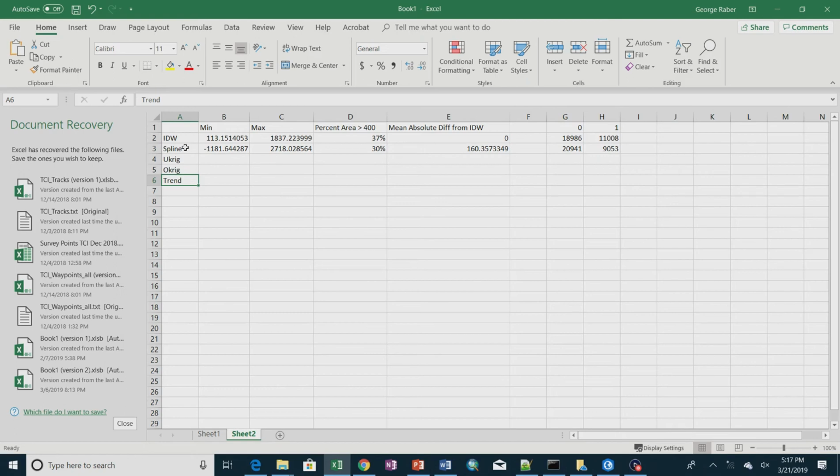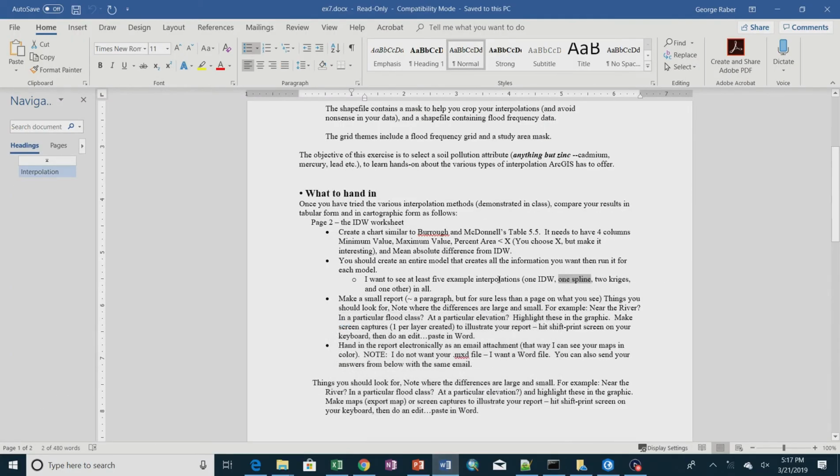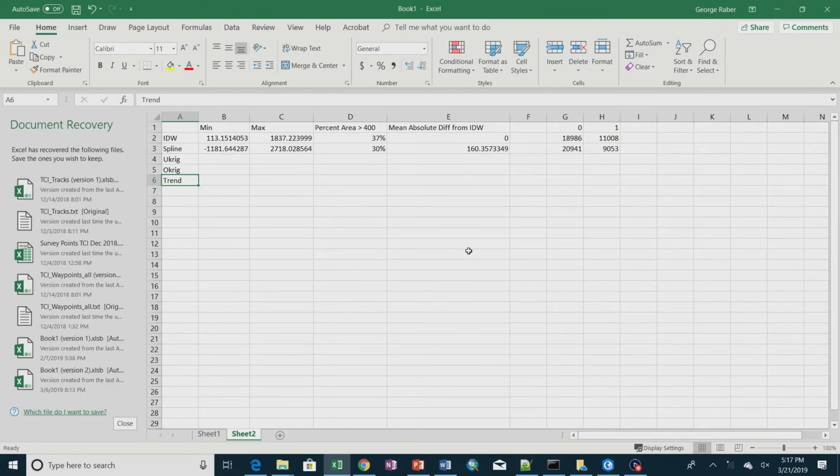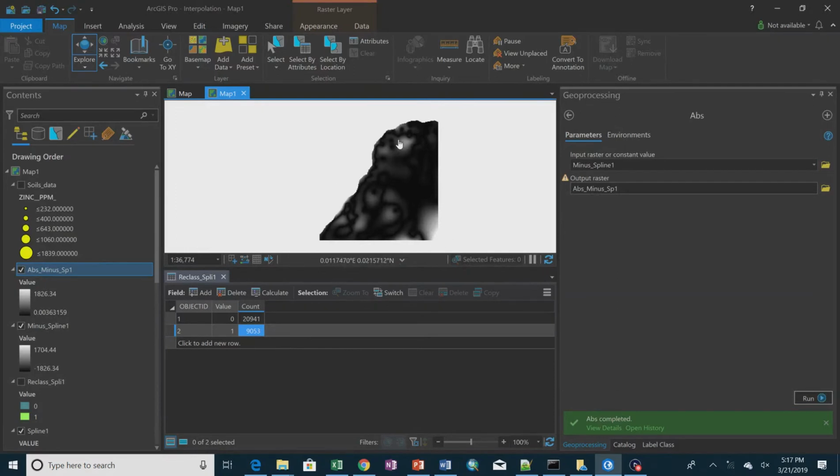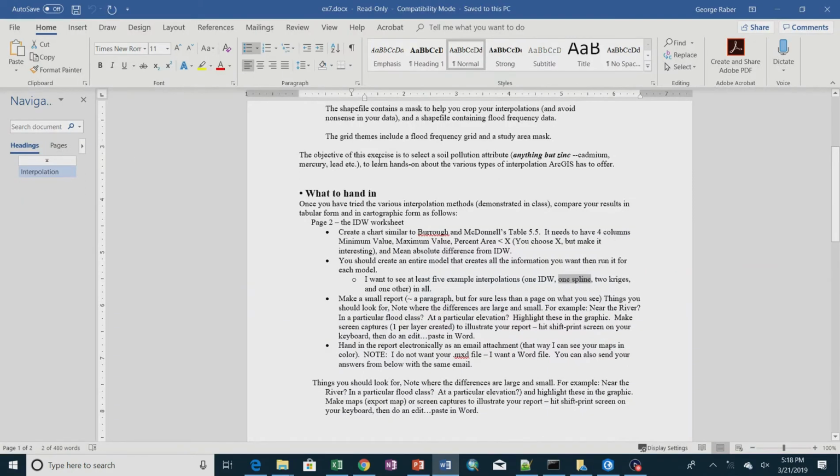So anyway, you're going to turn in this Excel sheet. You could cut and paste it into Word if you want. You're going to make a small report, less than a paragraph, or about a paragraph. Yeah, so you're going to note where differences are large and small, so differences in the data. So look, this is something that you're going to say: well, one thing that we notice is most of these differences occur in areas where there's not a whole lot of points, right? So the differences here occur in areas where there's not a whole lot of points. That would be interesting. Maybe when we do the trend surface, the differences occur in different areas. Maybe when we do the kriging, the differences occur in different areas. I think in a lot of cases it's going to be in areas where there's not a lot of points.